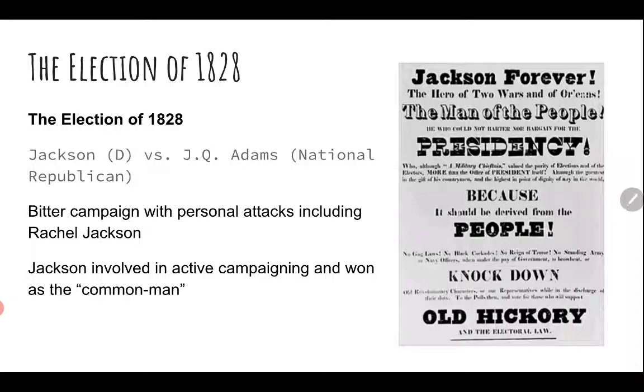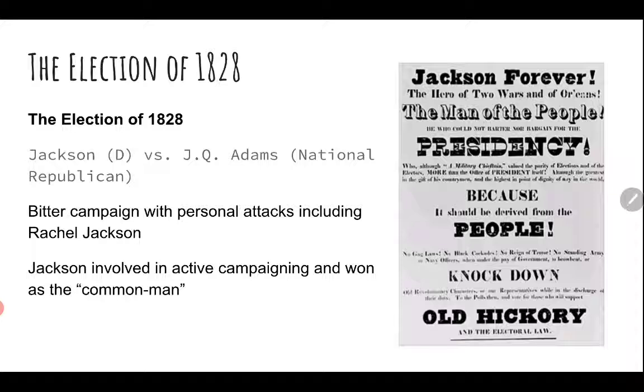And the election of 1828 is different than the election of 1824. For one, as we looked at the graph before, more states are voting on the popular vote. But also Jackson and Adams, it is a very bitter campaign. There's a lot of personal attacks, including on Rachel Jackson. We'll go over that in a minute. But Rachel Jackson may have married Jackson when she wasn't divorced from her first husband.